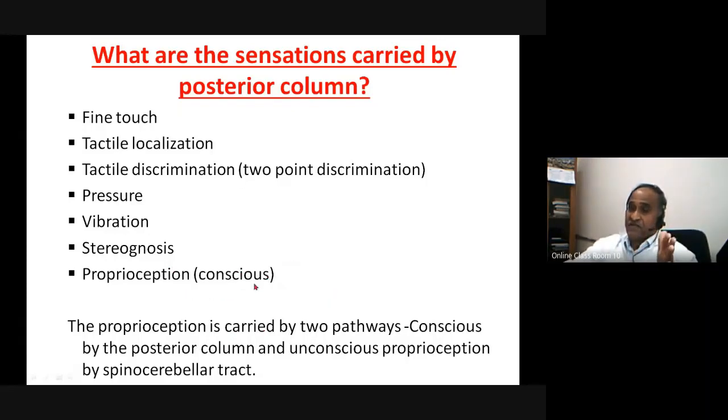Proprioception is carried by two sets of fibers. One is conscious proprioception, and the other is unconscious proprioception. Unconscious proprioception reaches the cerebellum because it is handled by the cerebellum for immediate correction. The conscious sensation ascends through the posterior column and reaches the cerebral cortex to help the motor cortex. Again, I repeat: fine touch, tactile localization, tactile discrimination, pressure, vibration, stereognosis, proprioception. There are seven sensations.